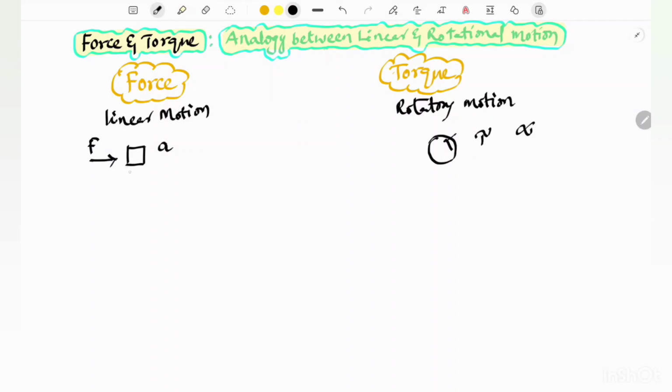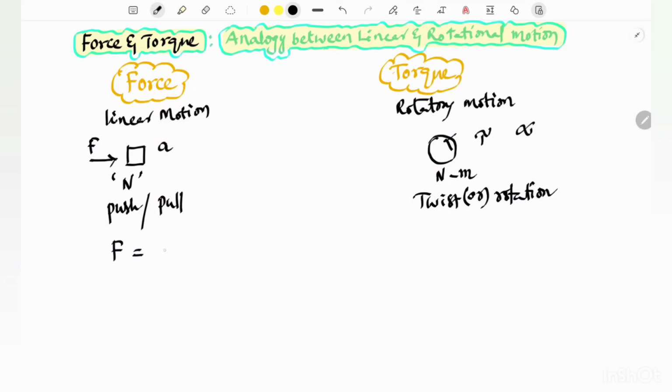The force is measured in newtons, whereas torque is measured in newton meter. Force is responsible for the push or pull which acts on the body, whereas torque is responsible for the twist or rotation of the body. Force can be expressed as the product of mass and acceleration, whereas torque tau can be expressed as r bar cross F bar.